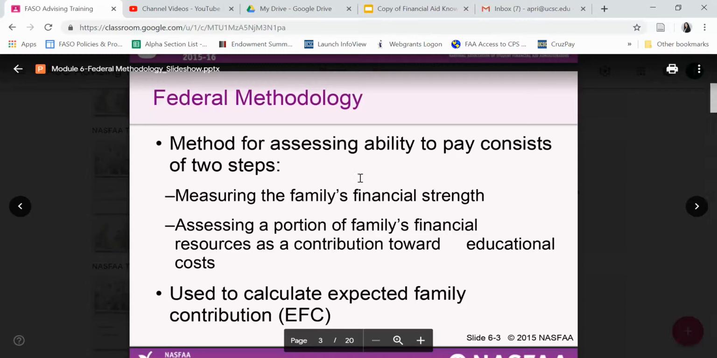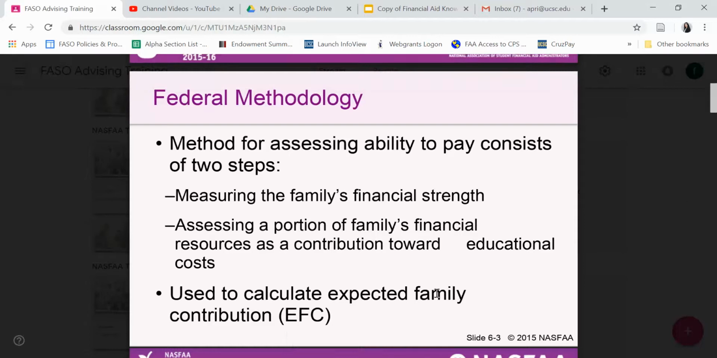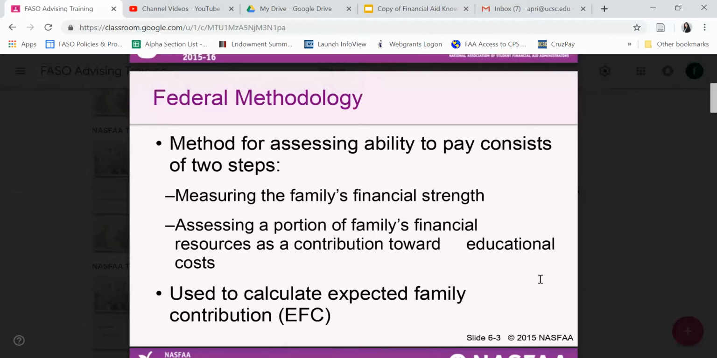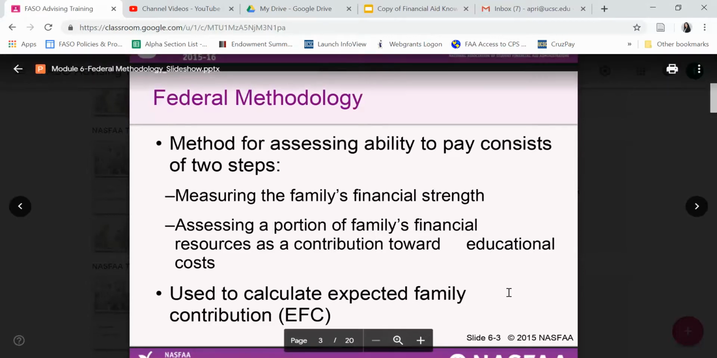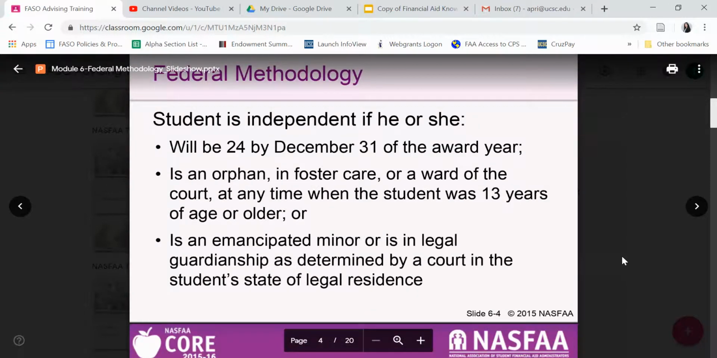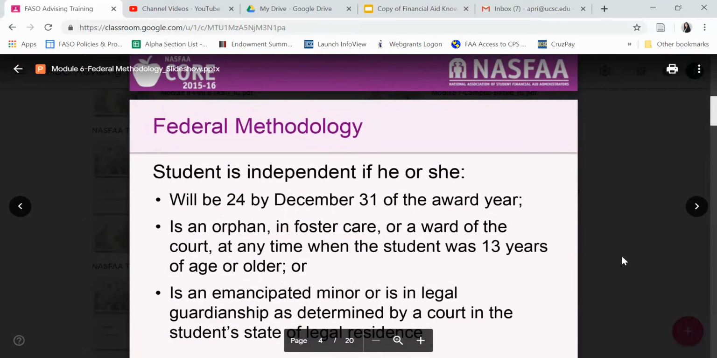So it's a method for assessing the ability to pay, and it consists of these 2 steps, right? Measuring a family's financial strength as well as assessing what portion of their resources they can contribute towards educational costs. Resources meaning both liquid and non-liquid assets. And then that's used to determine the EFC. Now, if you recall in the other video, there are 3 types of formulas, and 2 of those have to do with the student being independent. Well, what makes a student independent?